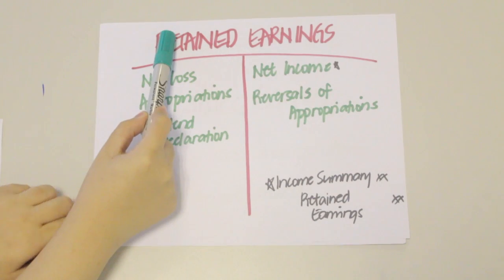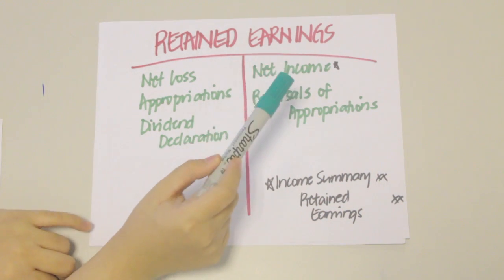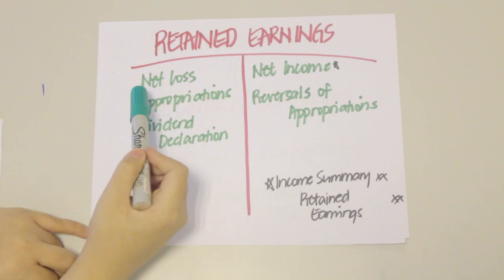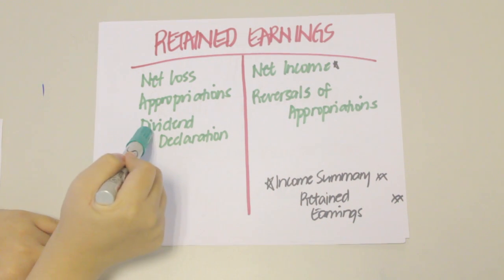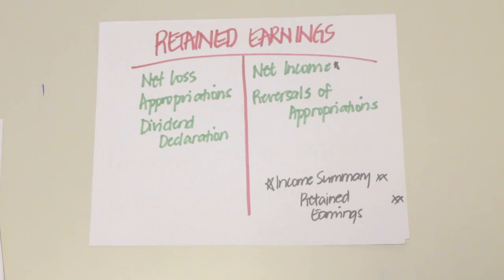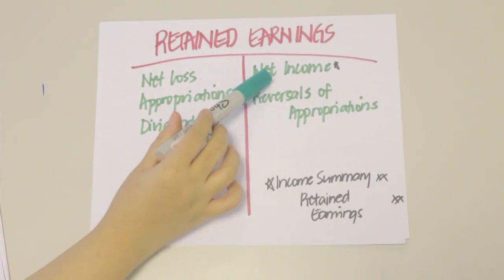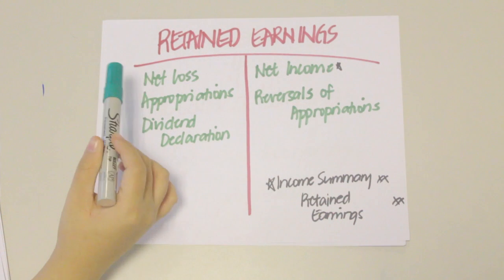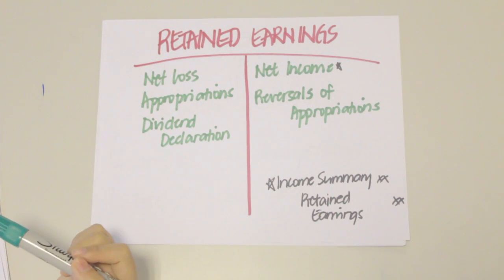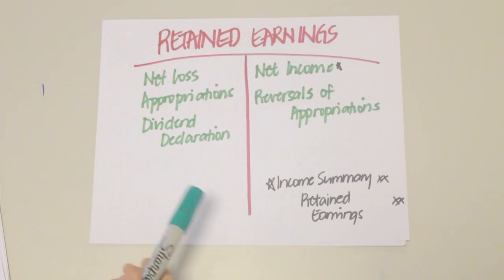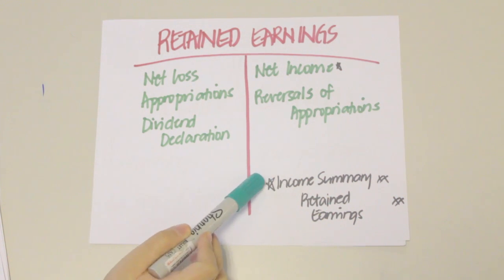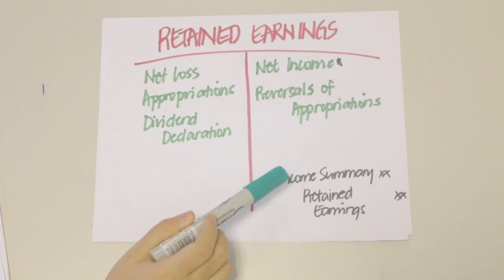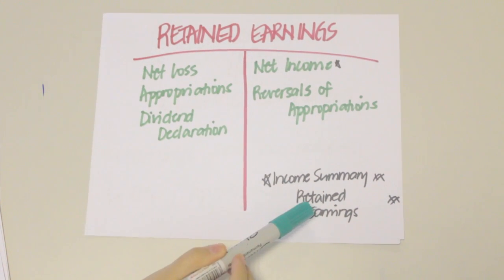Retained earnings is usually credited for net income and reversals of appropriations, and debited for net loss, appropriations, and dividend declarations. It has a normal credit balance, meaning these credits would increase its balance while debits here would decrease its balance. Unlike sole proprietorships and partnerships, a corporation's net income is closed to the retained earnings account as shown by this journal entry. So you debit income summary and credit retained earnings.